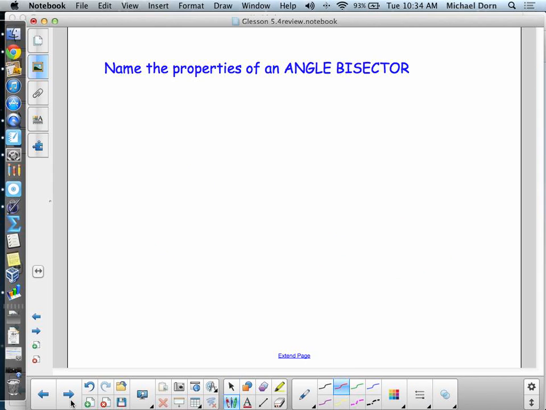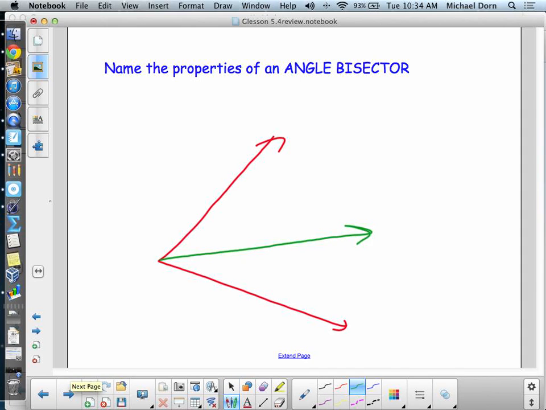Angle bisectors. Draw one very quick. There's an angle. That is the angle bisector. What do we know about angle bisectors? Someone tell me something we know about angle bisectors. They are in the middle of an angle. They divide the angle equally into two small angles, right? That's the definition. Two congruent angles. Actually, they aren't just in the middle. They are exactly in the middle.